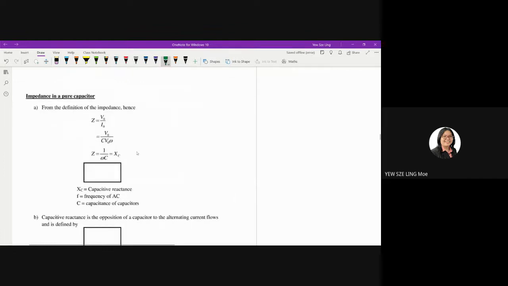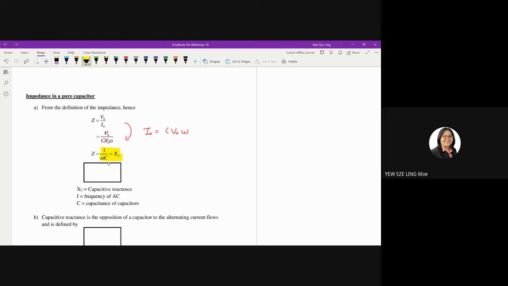Then how are we going to calculate impedance? From the definition of impedance, we have Z equals V naught over I naught. Remember the I naught that we derived just now? In our derivation, we found that I naught equals C V naught omega. So you plug it into the equation, V naught and V naught cancel out. Z is actually equal to 1 over omega C, which is also equal to XC. So that is the relationship between XC and C.